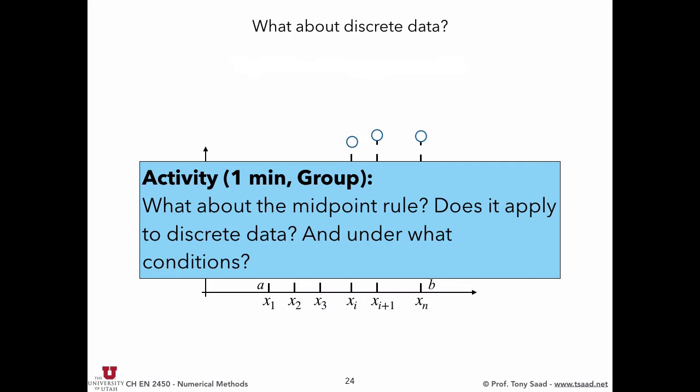So think about the midpoint rule. It needs a value in the middle, right? Can you guarantee that you have a value in the middle with discrete data? When you're given a continuous function, you can evaluate the function anywhere you want. But with discrete data, can you evaluate it anywhere you want? Okay, I got yeses and noes. Who thinks we can apply the midpoint rule for discrete data?